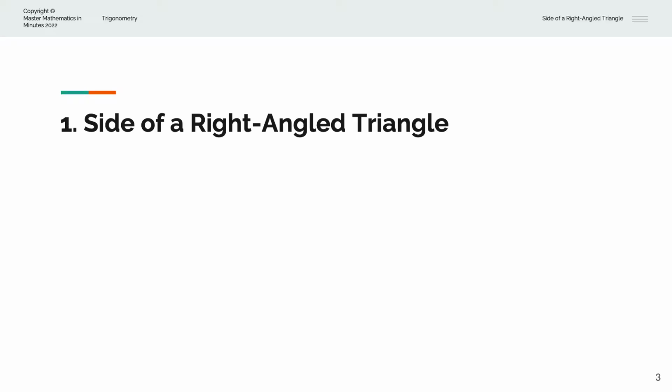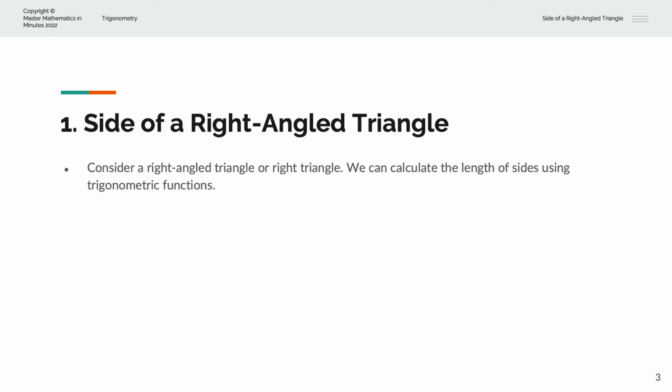So, how do we calculate the side of a right angle triangle? Consider a right angle triangle, or right triangle. We can calculate the length of sides using trigonometric functions. So visually, we have a right angle triangle and we have an angle theta.